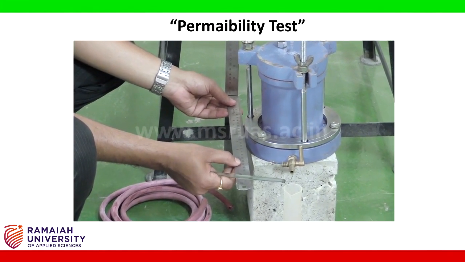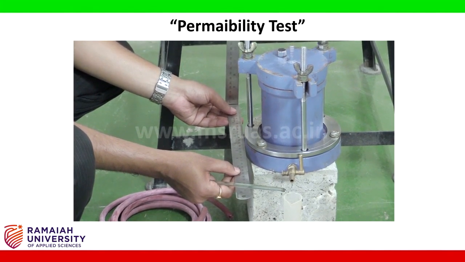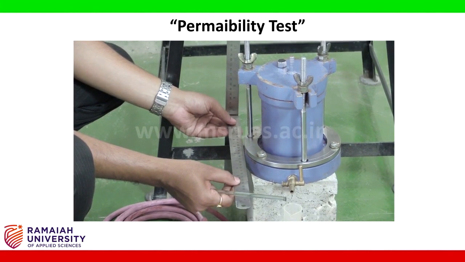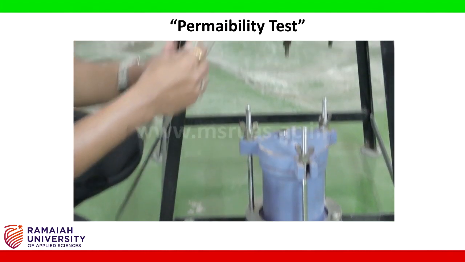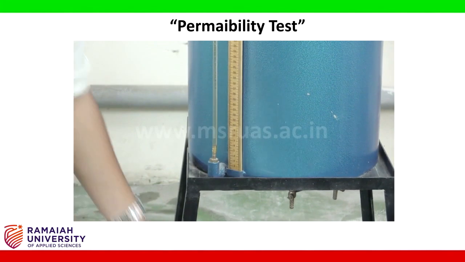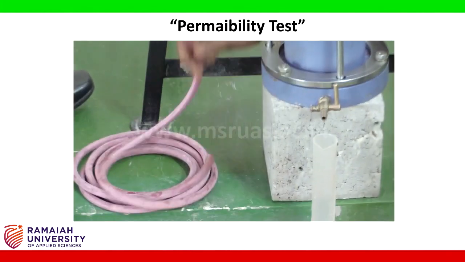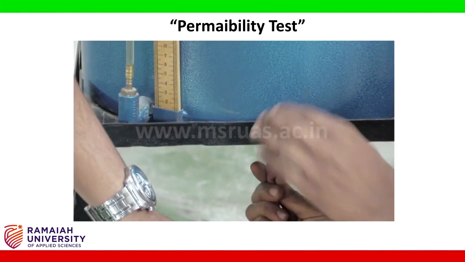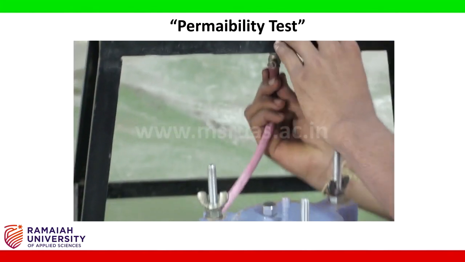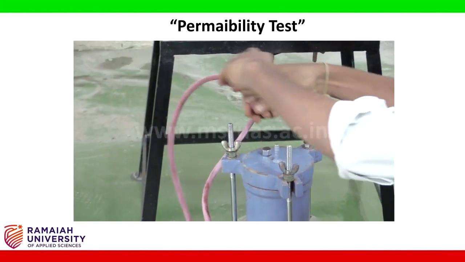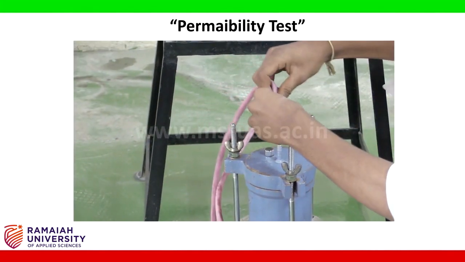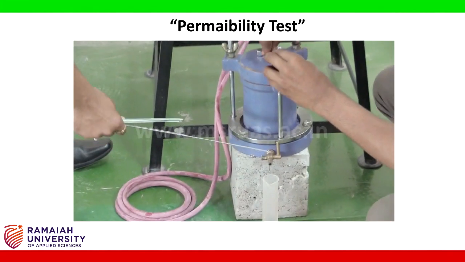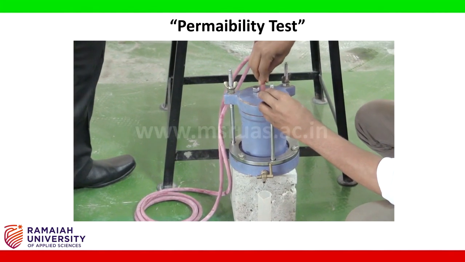Once you have measured it and noted it down in your observation column, it is now required for you to connect the rubber tube from the exit of this reservoir to the inlet of this specimen. The total height that we measured from the water level till the center of this exit pipe is required in the calculation of coefficient of permeability.